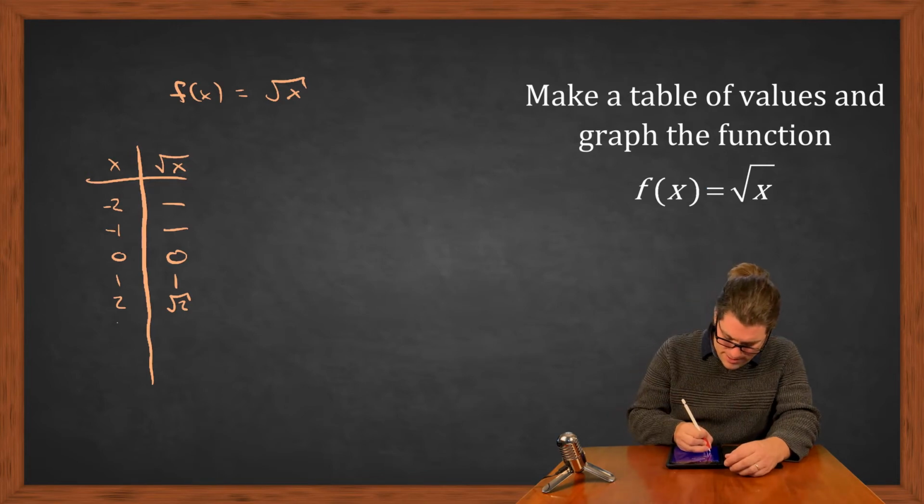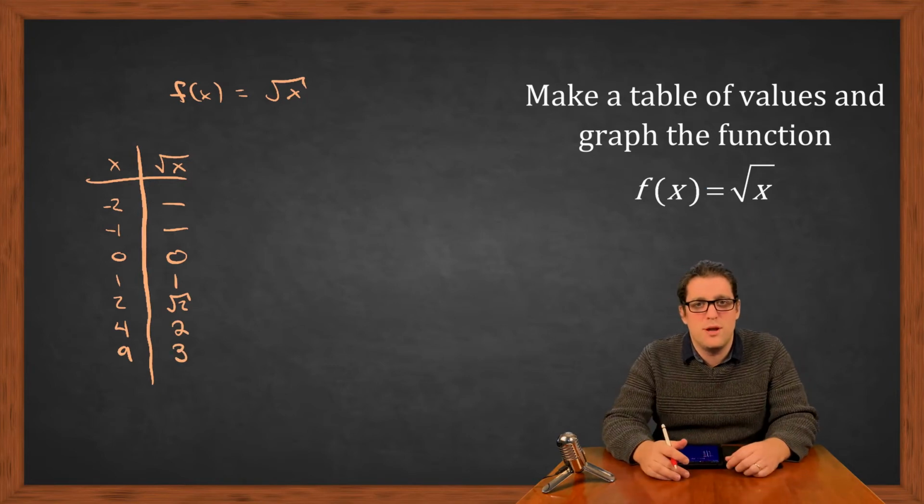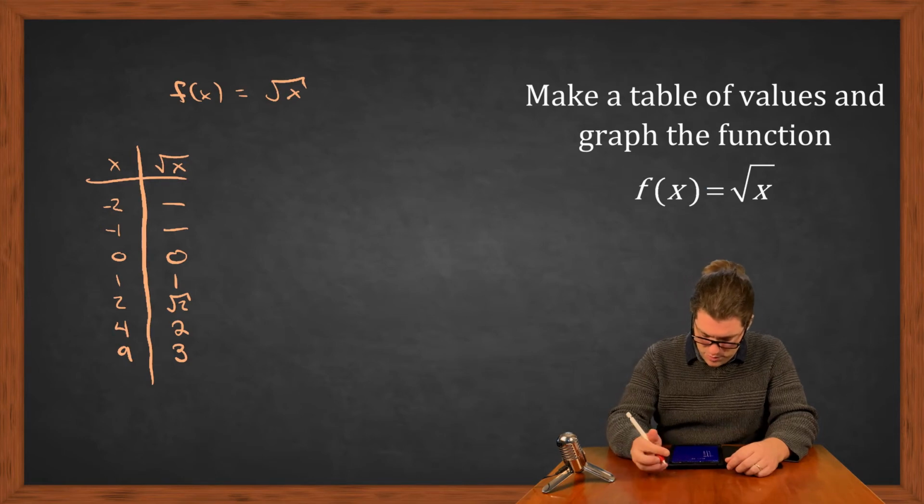Square roots that are nice. 4 has a nice square root. That would give me 2. 9 has a nice square root. That would give me 3. Okay, I have a reasonable number of values now, so I can go ahead and try this thing out from a graphing point of view.